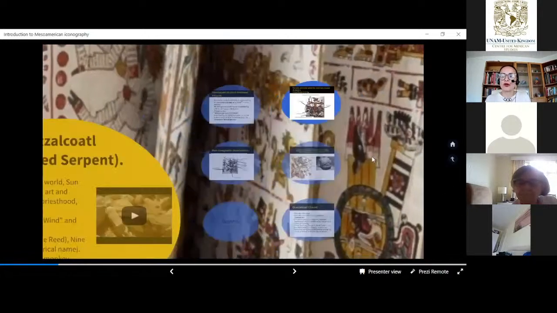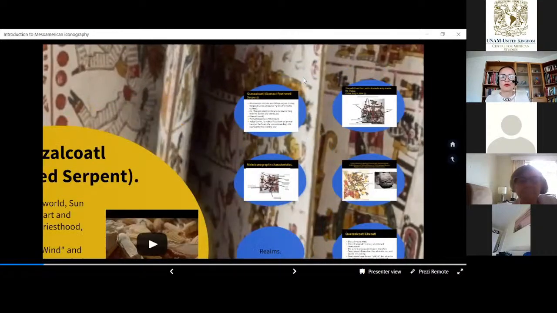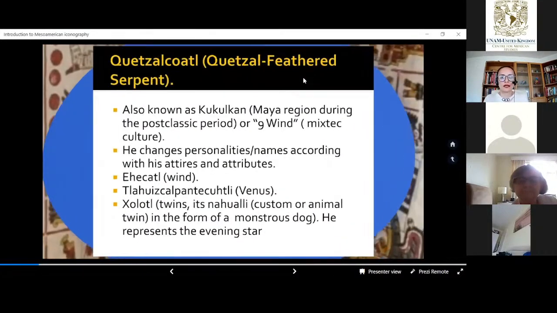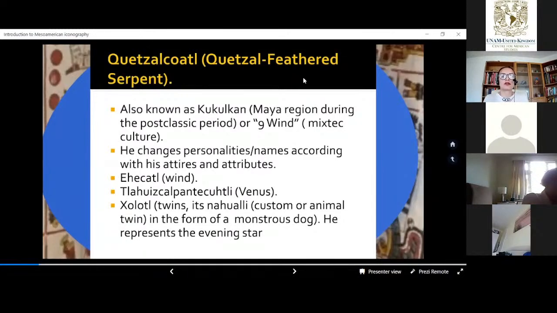So, coming back to who he is, we will see that in the Maya region he is known as Kukulkan, or in the Mixtec culture he is known as Nine Wind. Nine Wind is his calendar name, and also appears in codices from the Central Region, but normally he appears like Ehecatl, or the wind, not with the name Nine Wind. That is more mystic. His personality could change. He could be sometimes the wind, sometimes Venus, or sometimes a monster called Xolotl that represents the twins, or an animal form that the god could have, a monstrous dog.